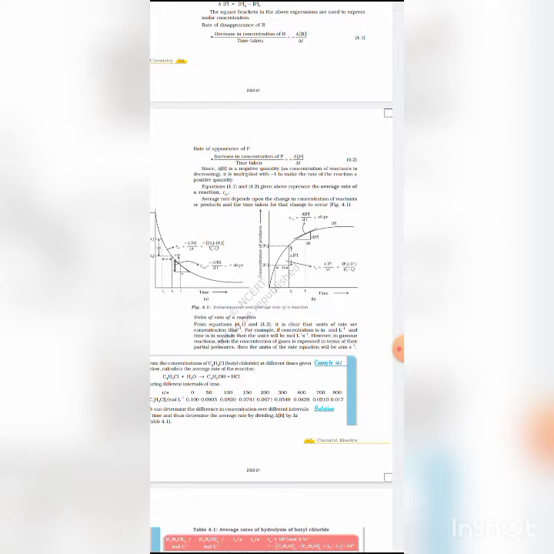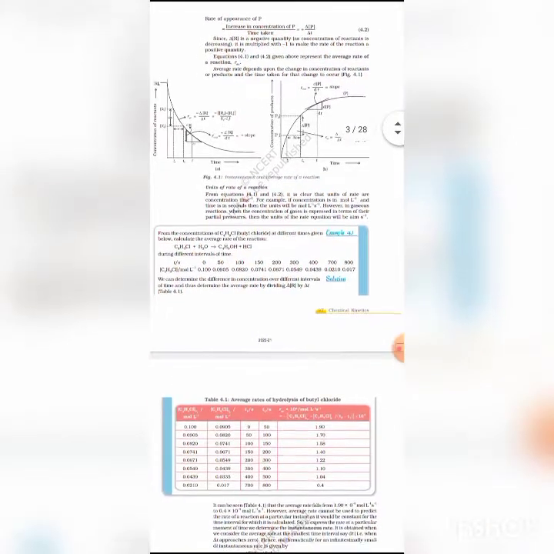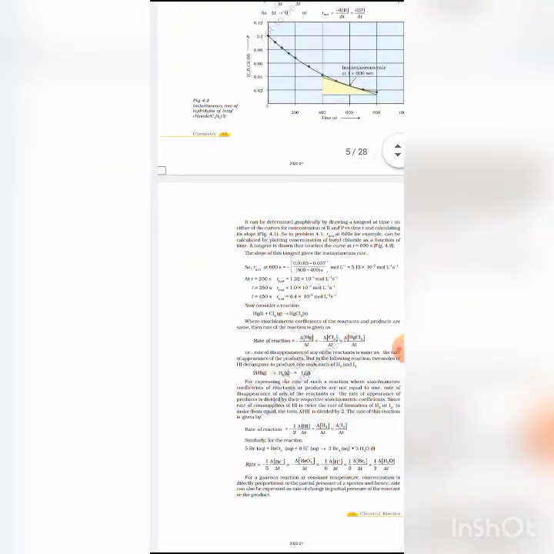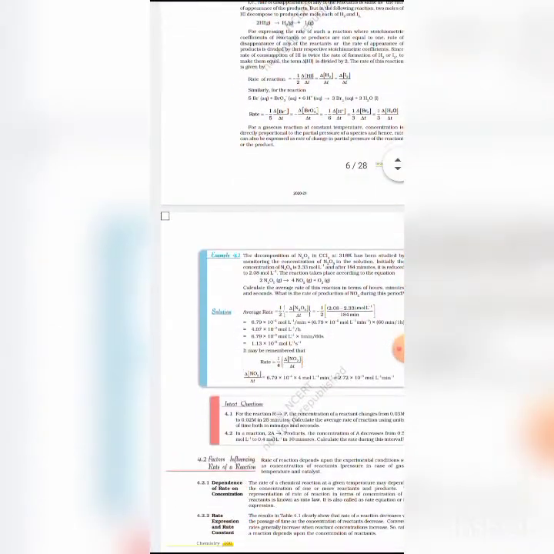Surface area of the reactant: the smaller the particle size, the greater the surface area and faster is the reaction. Okay, student? And another factor is radiation.